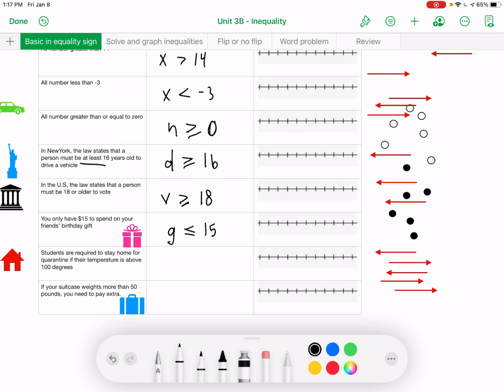Students are required to stay at home for quarantine if their temperature is above. So the student must stay at home if your temperature is greater than 100. If your suitcase weighs more than 50 pounds, you need to pay extra. So the suitcase, because you're flying, I'm going to do an S again, if it is greater than, not equal to, if it equals 50 pounds, you don't have to pay extra.